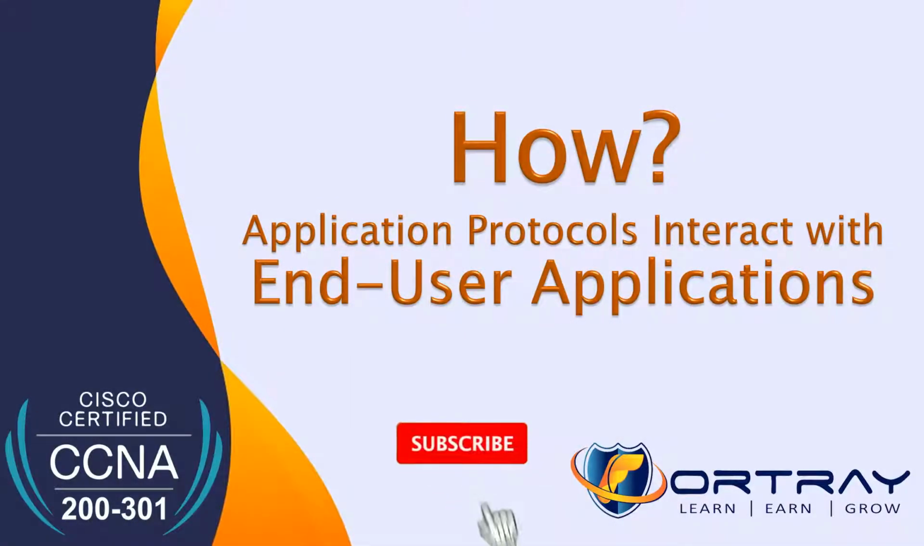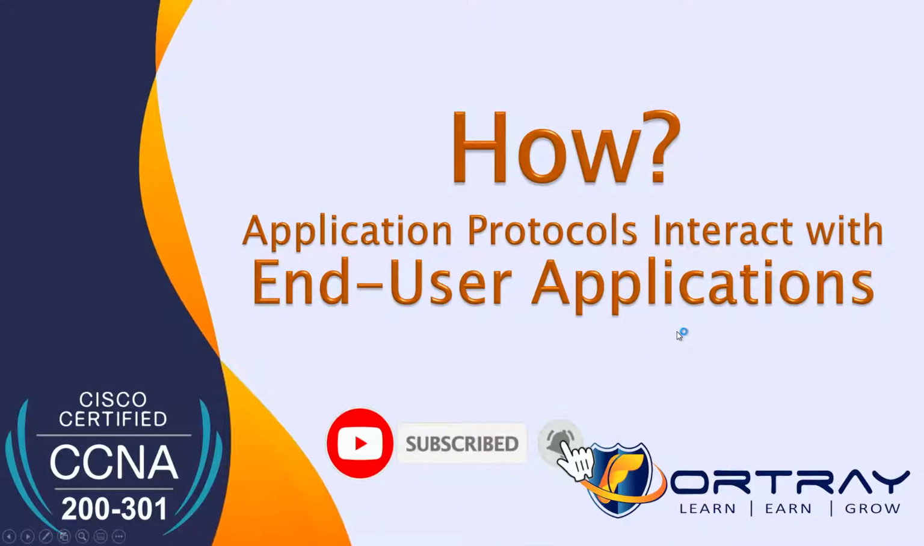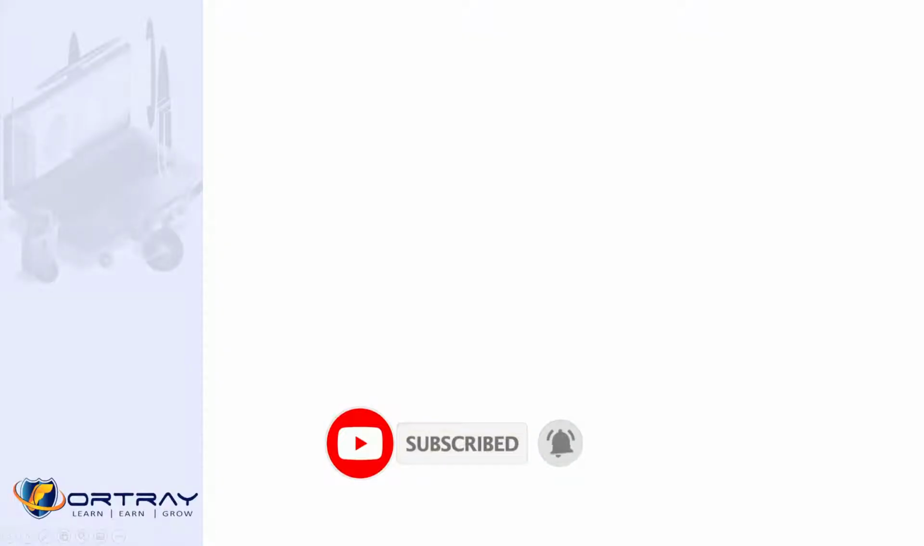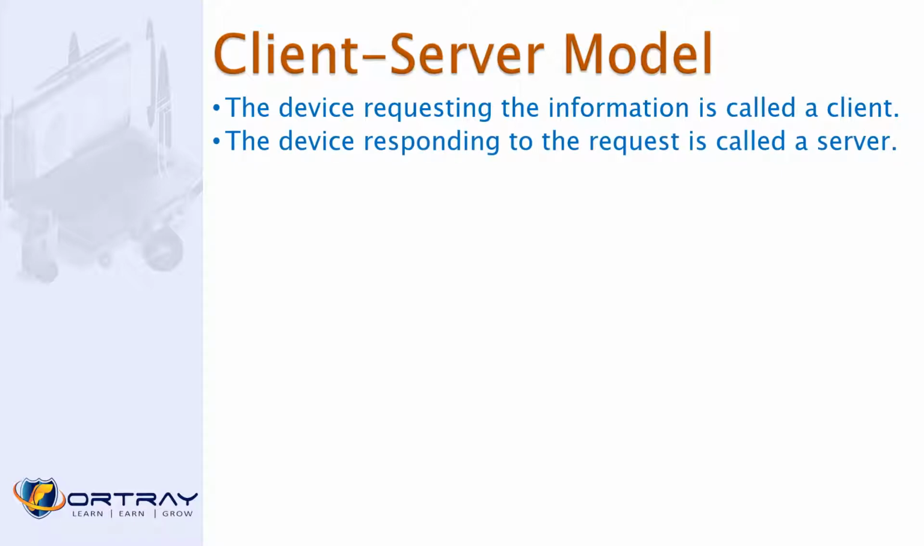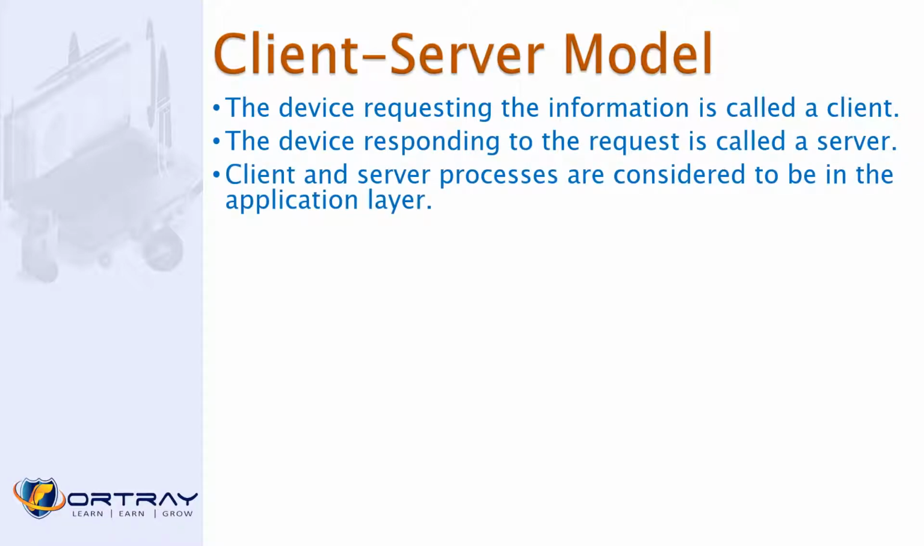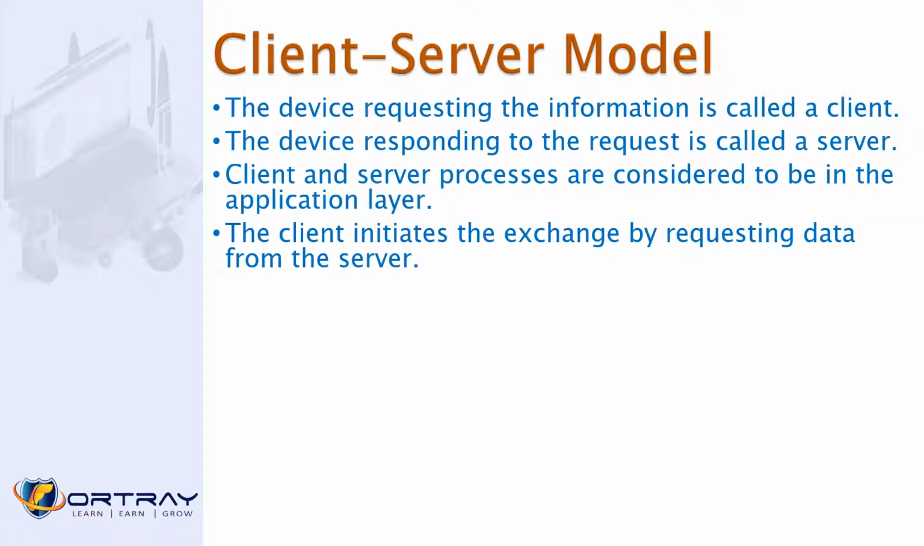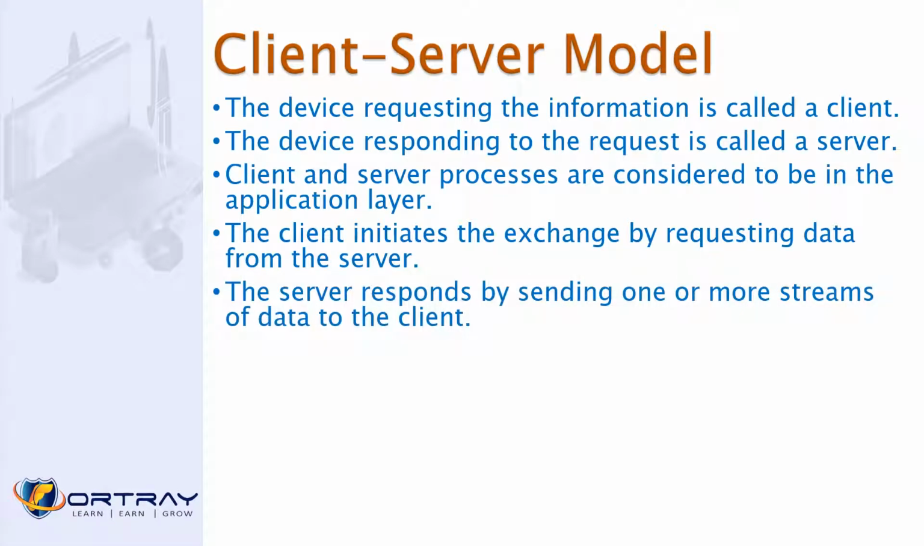How do application protocols interact with the end user application? In the client-server model, the device requesting the information is the client and the one responding is the server. Client and server processes are considered to be the application layer. The client initiates the exchange by requesting data, and the server responds with the data. We already know this.